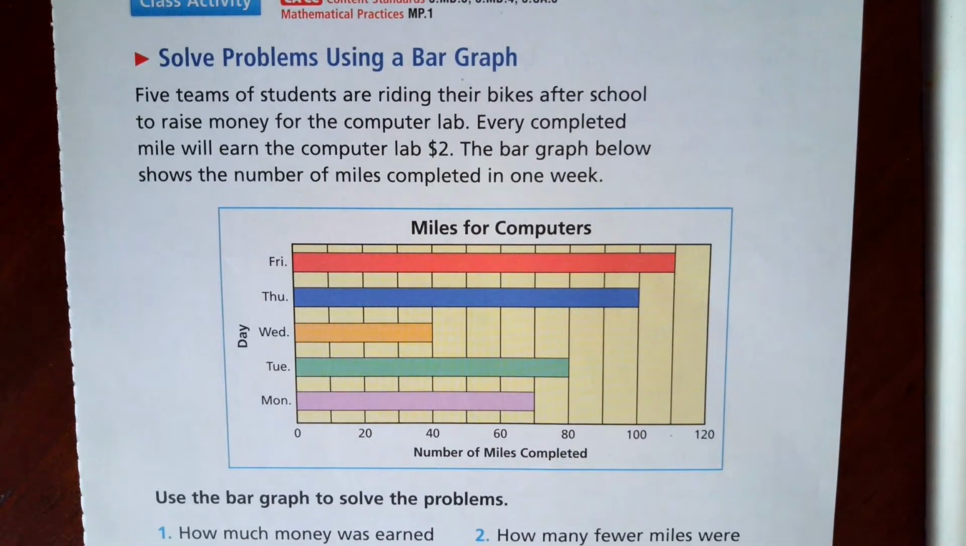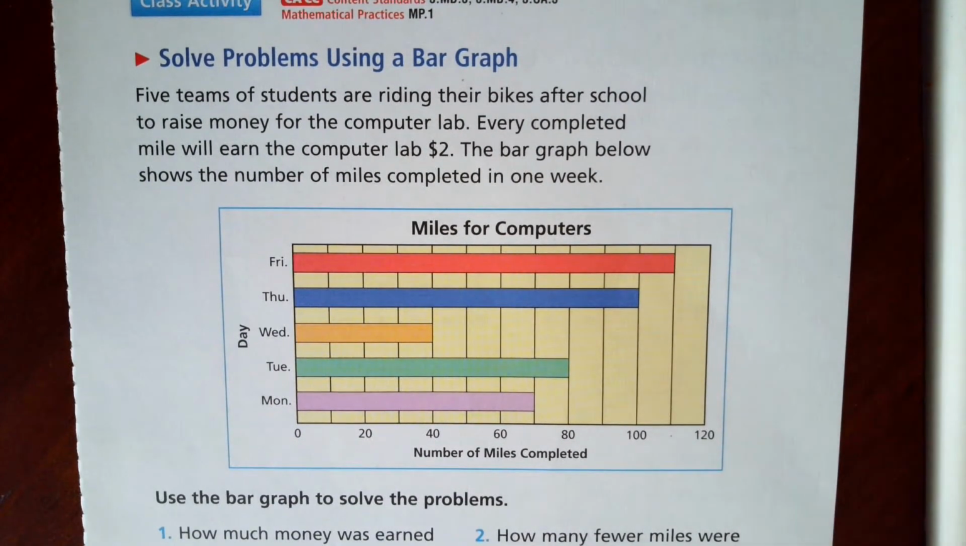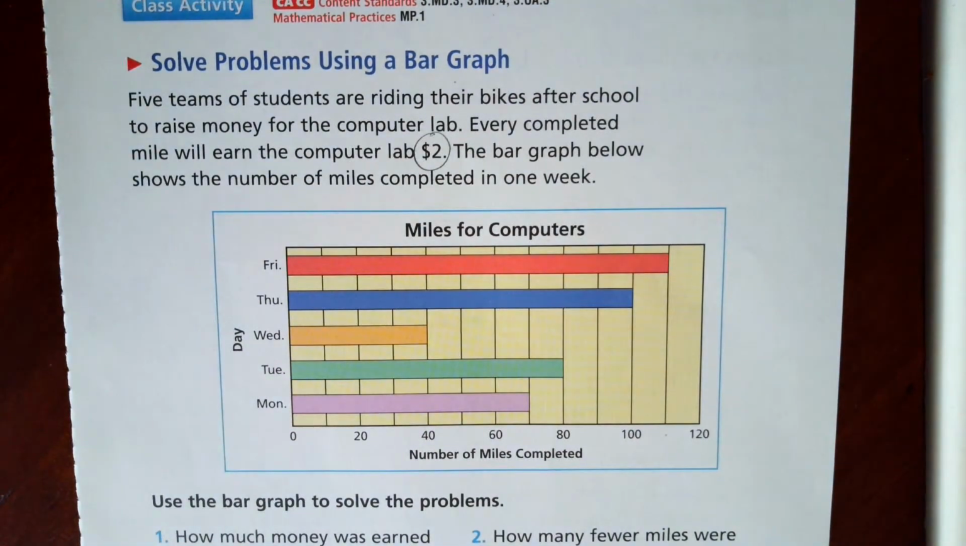So before we take a look at our bar graph, let's read this little paragraph right here to see what it's all about. 5 teams of students are riding their bikes after school to raise money for the computer lab. Every mile will earn the computer lab $2. The bar graph below shows the number of miles completed in 1 week. So they are raising money for the computer lab, and every mile they ride gets $2. I bet that's going to come in handy.